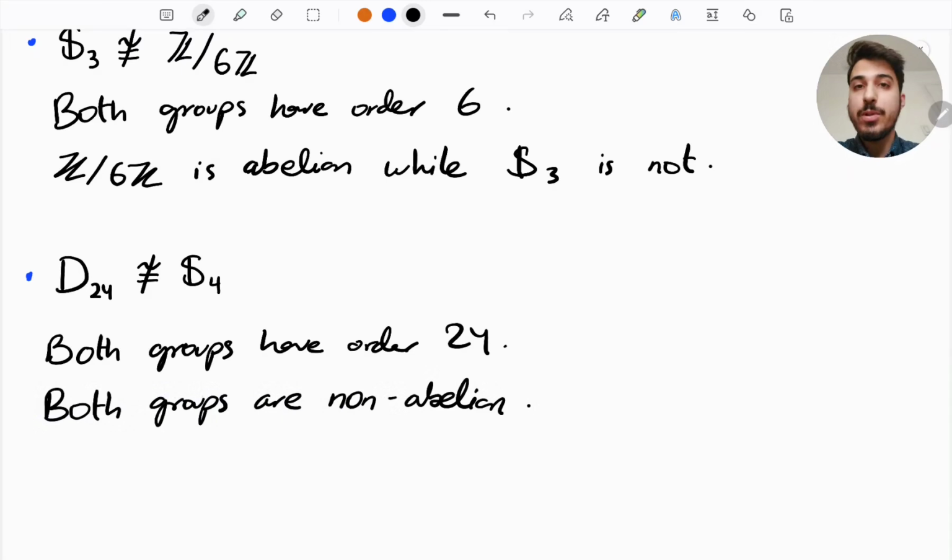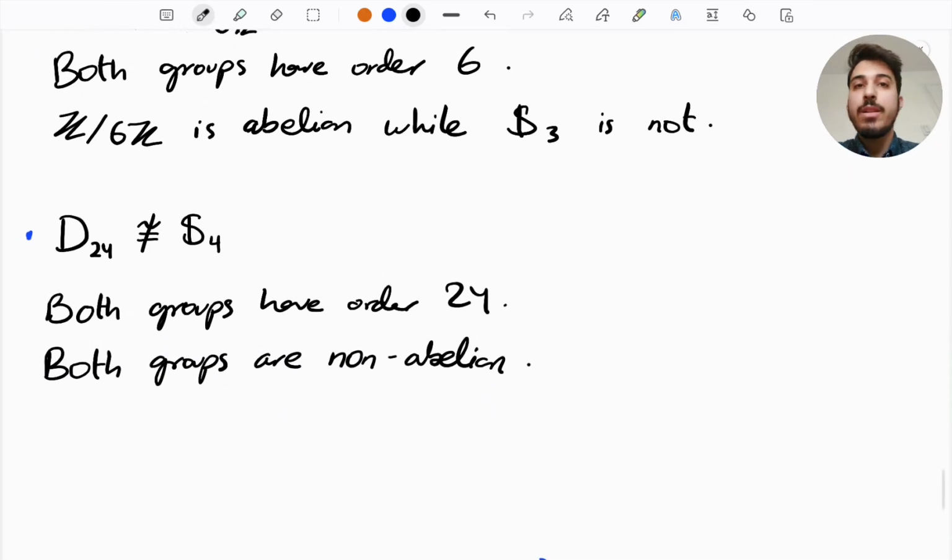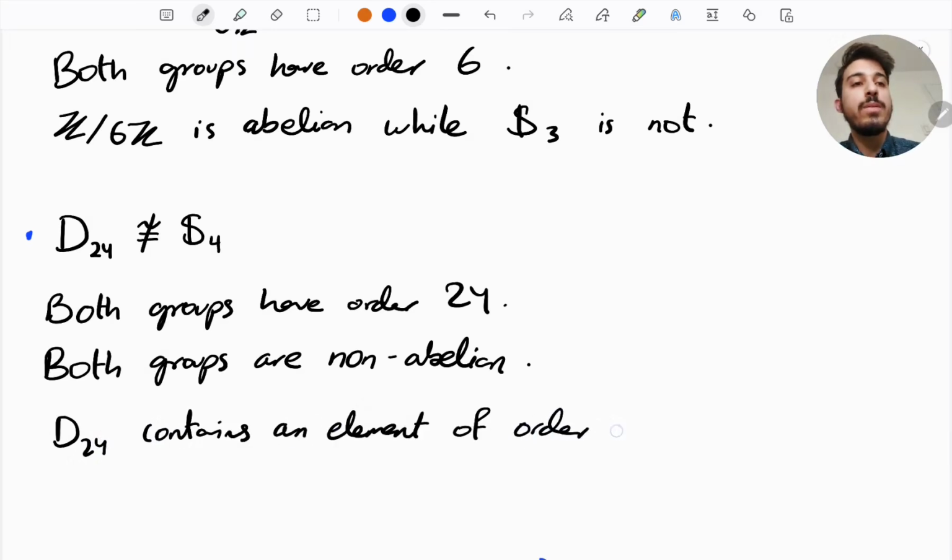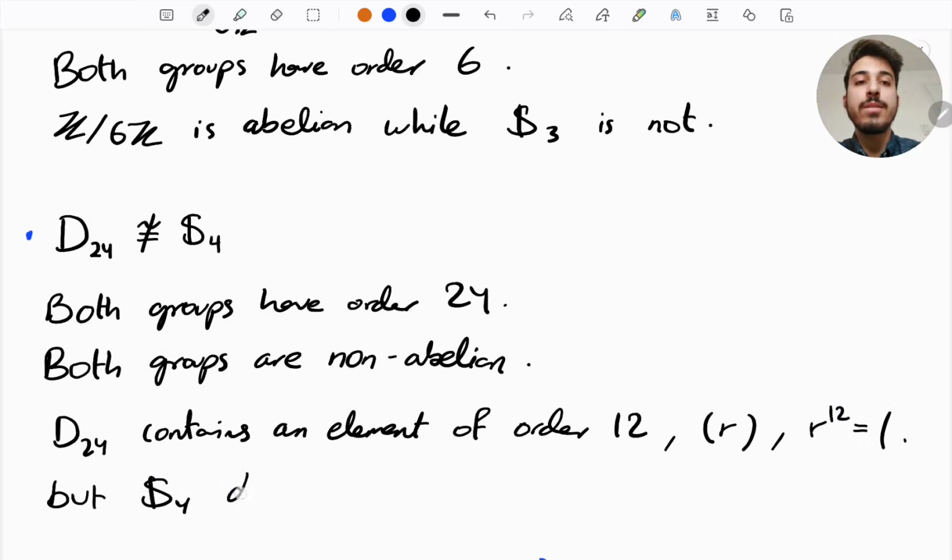So we'll have to resort to the last one, which says that D24 contains an element of order 12, but S4 does not. D24 contains an element of order 12, which is r, because r to the 12 is equal to 1 in D24, but S4 does not. Because remember, S4 is the set of permutations of 4 elements, so the maximum order that we can have is 4.